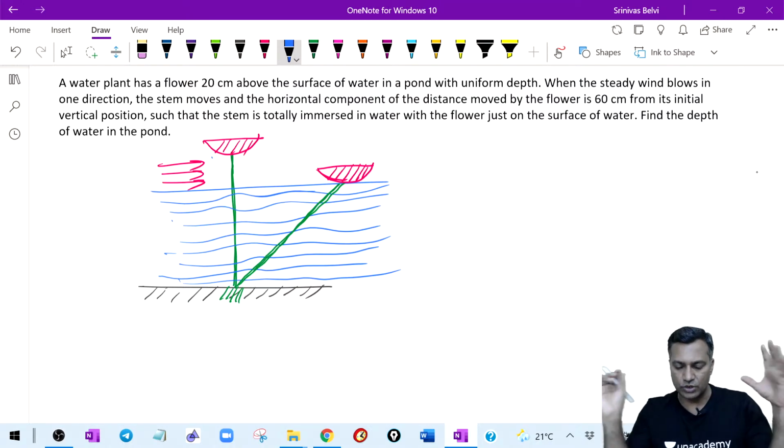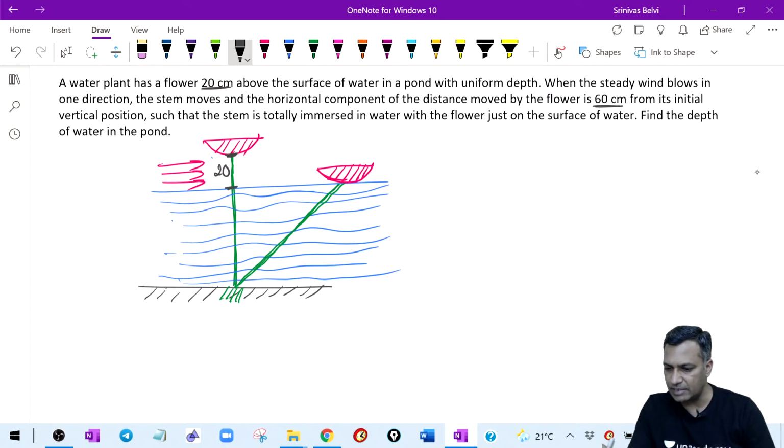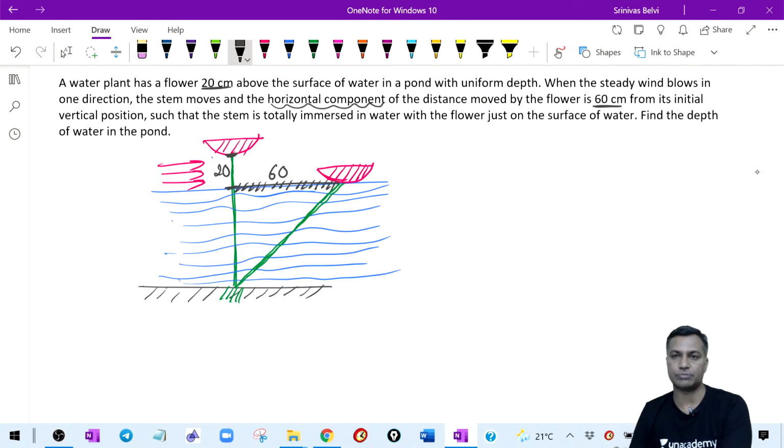If you want to put this into the diagram, what is the 20 centimeter? This is 20. If you want to understand where the 20 is, this is 20, the stem above the water. What is this 60 centimeters referring to? It is referring to the horizontal component of the distance traveled. And then I say, this is 60. I'm hashing that line. This hashed line is 60. This is the message he was trying to give me. Therefore, this has become 60.